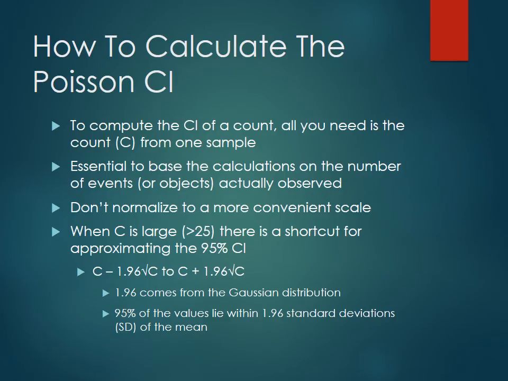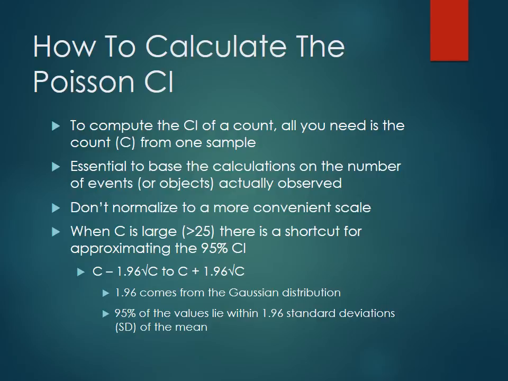So again, all you really need to compute the confidence interval for this count is the count from one sample. It's essentially your basic calculation of the number of events or objects that were actually observed, right? So it's important that the observations occur consistently, and that you have a very clear definition of what the actual event is. You typically don't want to normalize to more convenient scales, meaning you don't want to do any rounding, because that can have a big change on your values over time.